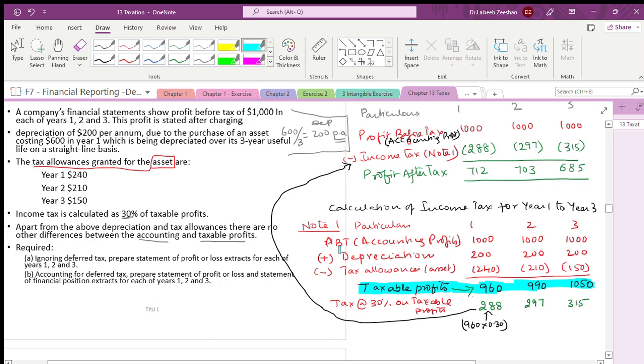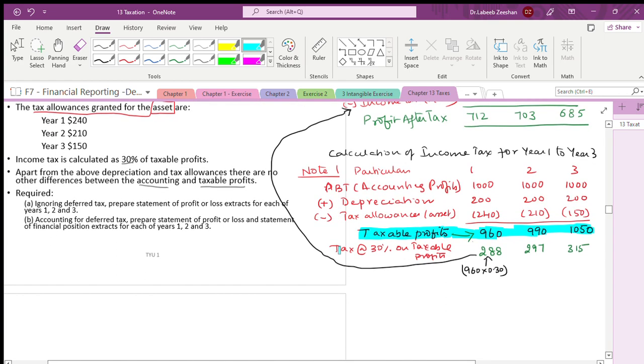Fine. Now, this is point number A. What is point number B? If you have clarity here, things are very easy now. The only thing is you have to know the difference between accounting profits and taxable profits. That's the first thing we are learning and it is very important. Now, accounting for deferred tax.